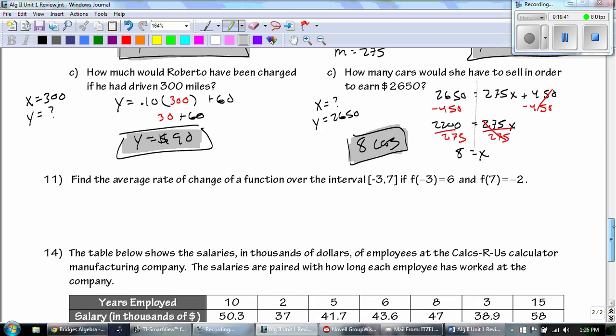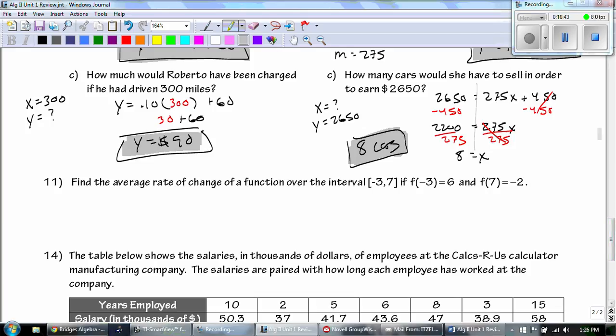All right, almost done. Find the average rate of change of the function over the interval -3 to 7, and our two points are (-3, 6) and (7, -2). So remember, we're doing change in y over change in x. We would write those down as points.